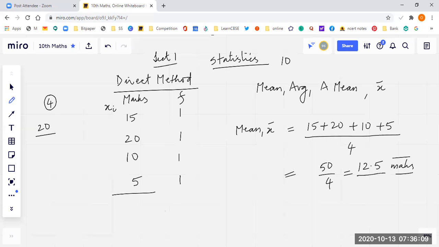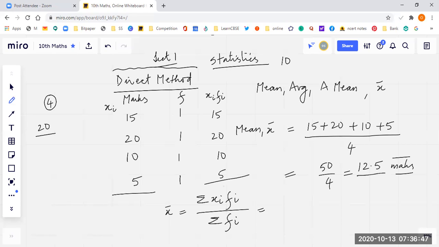We can also write x bar is equal to, this is the standard formula for finding the mean in a direct method. X bar is equal to summation xi fi divided by summation fi. Well, this will turn out to be the same. So now we have to add one more column, summation xi fi. So 15 into 1 is 15, 20 into 1 is 20, 10 into 1 is 10, 5 into 1 is 5. So here I will write summation.